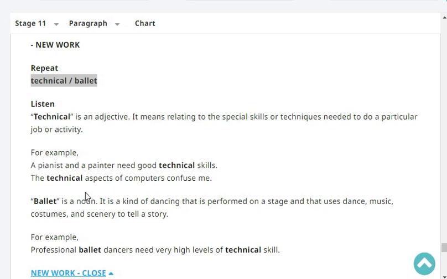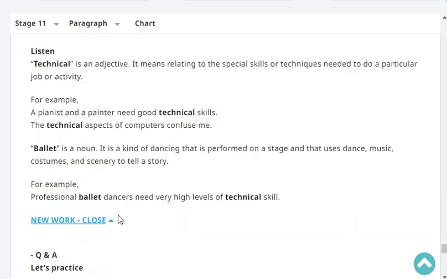Okay. Next word is ballet. Ballet is a noun. It is the kind of dancing that is performed on a stage and that uses dance, music, costumes, and scenery to tell a story. For example, professional ballet dancers need very high levels of technical skills.